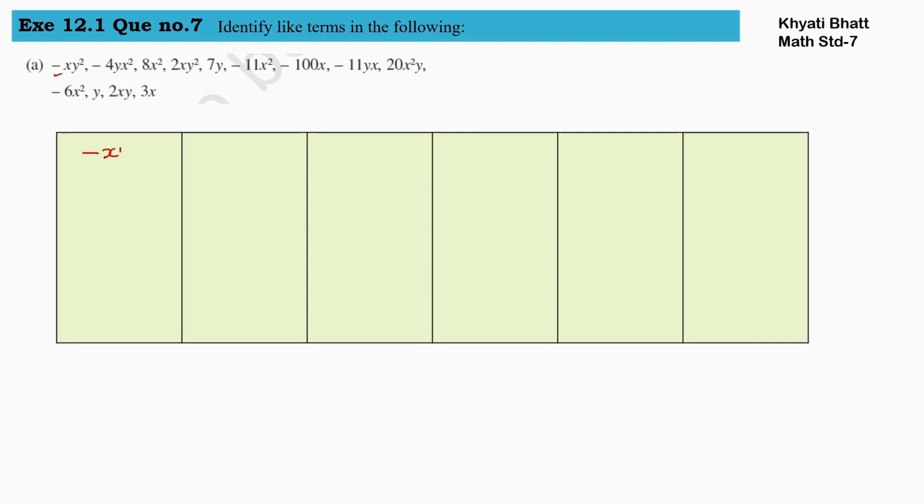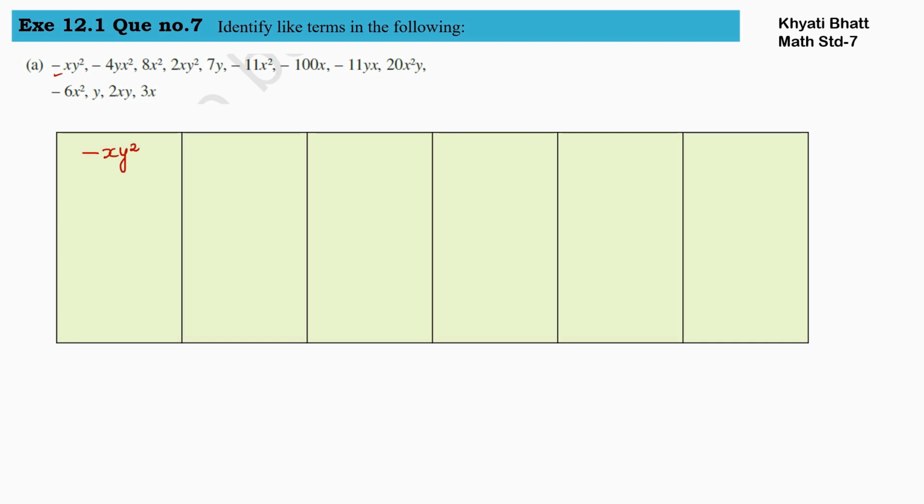Minus xy square. So when we are solving the numerical like this, we need to make one table, or you have to make certain columns where you can write like terms together. So as and when you are getting the like terms, you can write it in the same column, and if they are not like terms, they are unlike, then you can write it in different columns.